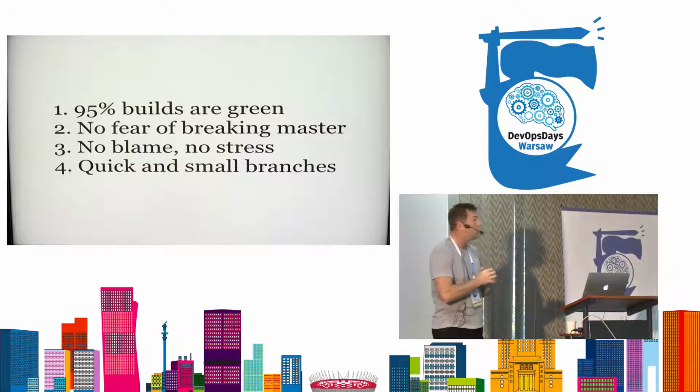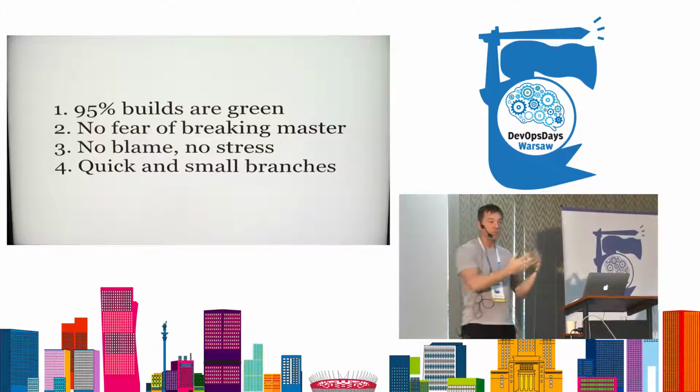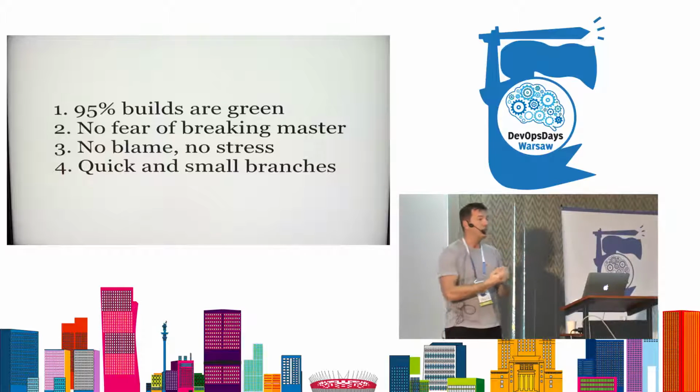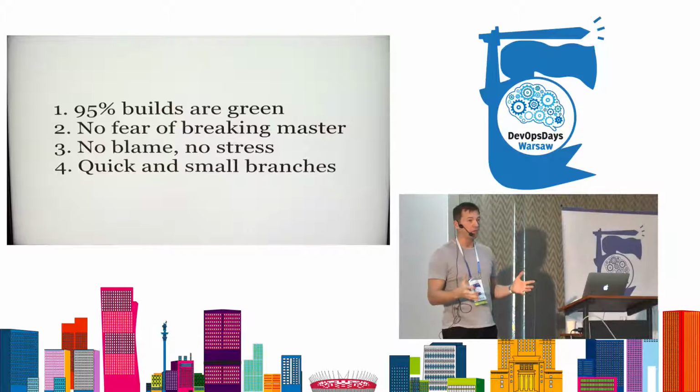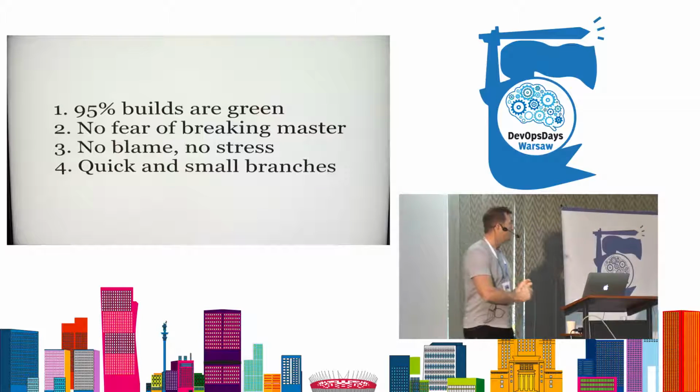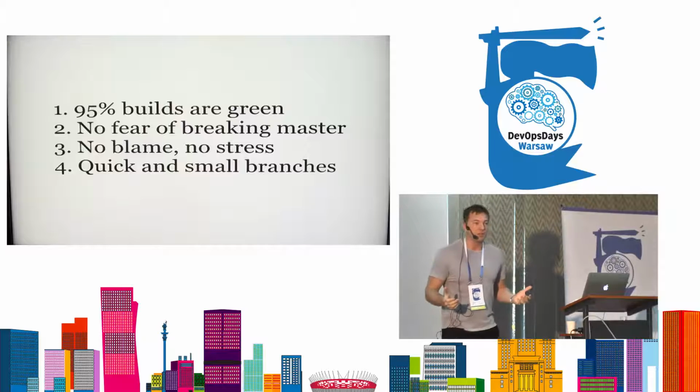And this is the last one. So this is what we've achieved so far. That's what we've experienced. The first of all is that 95% of our builds are clean. So we don't have red flag, green flag, red flag, green flag. We have 95% situations where it's green, which is really something which we wanted to achieve. The second one, we don't have any fear anymore of breaking master.